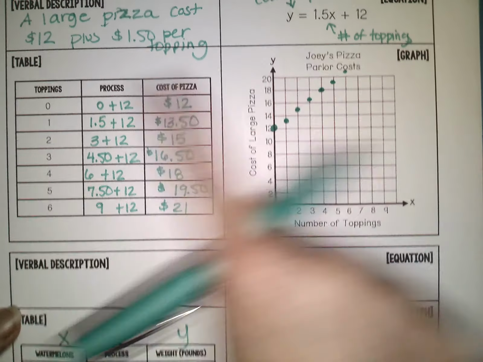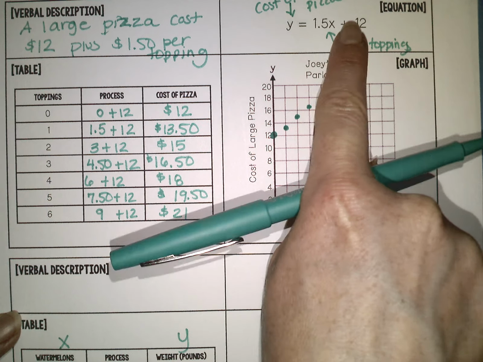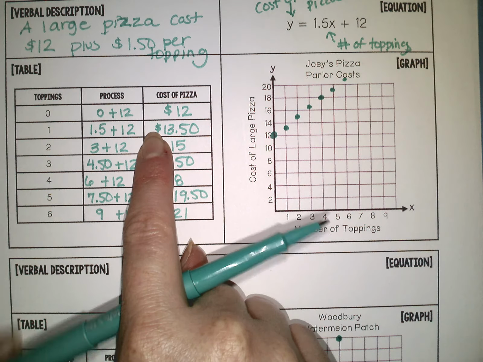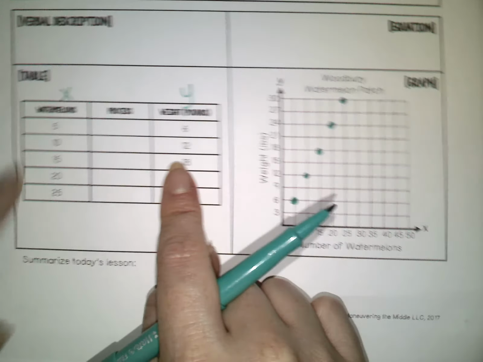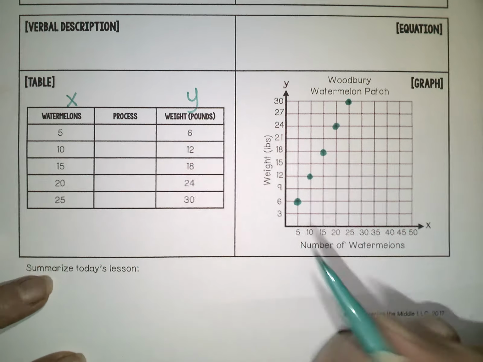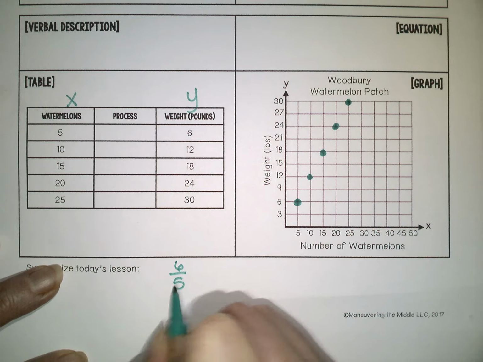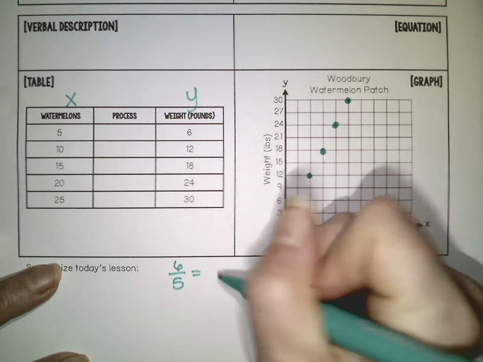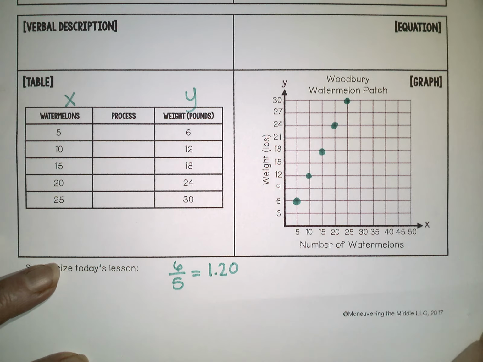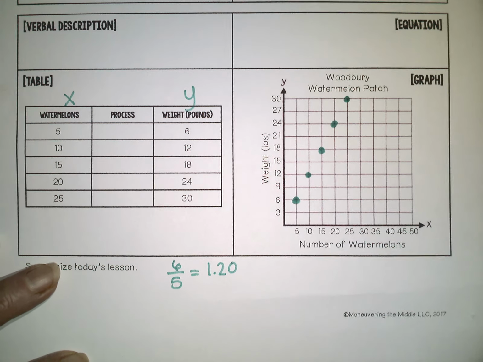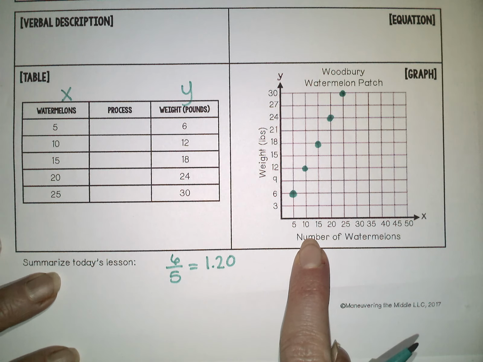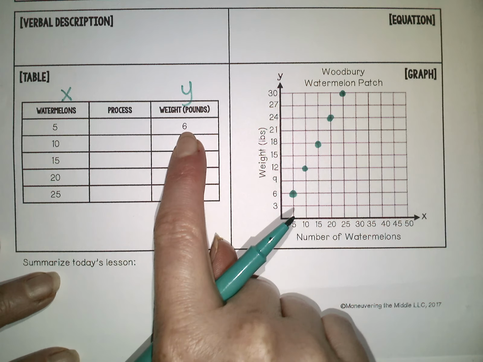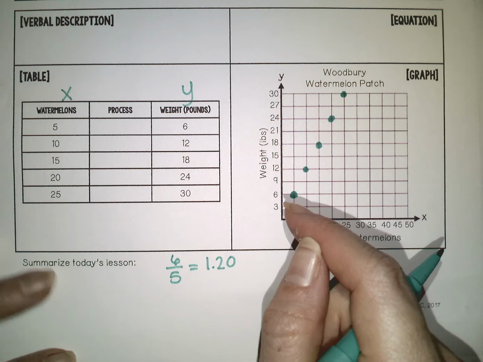So guys, if you don't know what to multiply by, like we did up here, we plugged in 0 to X, and we multiplied that to give us our Y value, the cost of the pizza. If you don't know what to multiply by because we don't have an equation, what could you do to work backwards? We could divide. So I'm going to come down here for a second. 6 divided by 5, if you throw that in your calculator, you get 1.20. That means it weighs 1.2 pounds per watermelon. That's kind of like your unit rate.